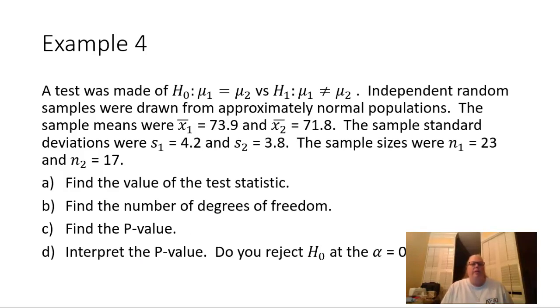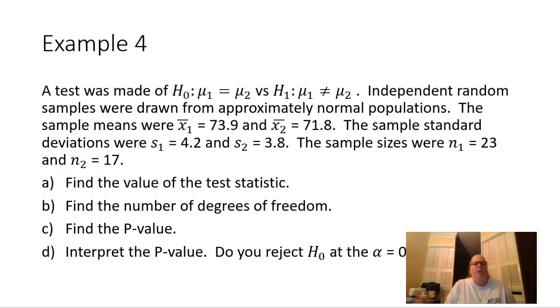Example 4. A test was made of the null hypothesis mu1 is equal to mu2 versus the alternate hypothesis mu1 is not equal to mu2. Independent random samples were drawn from approximately normal populations. The sample means were x bar 1 equals 73.9 and x bar 2 equals 71.8. The sample standard deviations were S1 equals 4.2 and S2 equals 3.8. The sample sizes were N1 equals 23 and N2 equals 17. Part A, find the value of the test statistic.